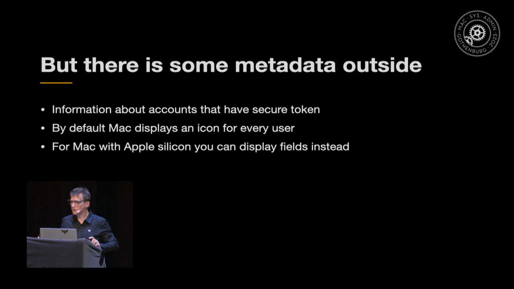But there is a little bit of metadata outside the locked volume. Information about accounts that have secure token. By default, the Mac displays an icon for every user. And some organizations are like, I don't want an attacker to be able to walk up to a Mac and see a list of all users that they could possibly connect to or possibly try to log in as. So you can go into system settings and change that. You can configure that with a configuration profile with an MDM solution so that it displays username and password fields instead of icons.